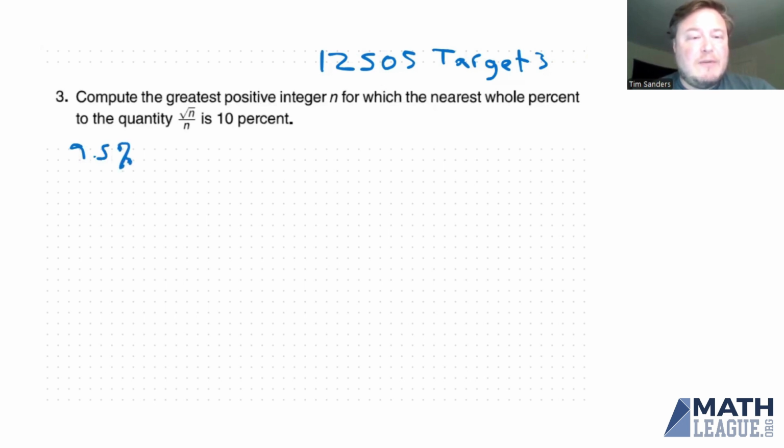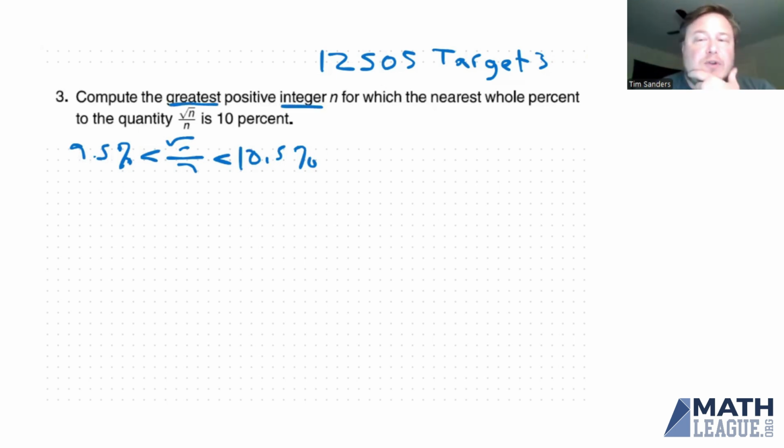All right, so 9.5% is going to have to be less than root n over n, and that is going to have to be less than 10.5%. Now, at this point, the problem pretty much solves itself, right? We just have to go through the motions on this one. We are looking for the greatest positive integer, right? So we're looking for an integer, and it's going to be the greatest one that works within these constraints.